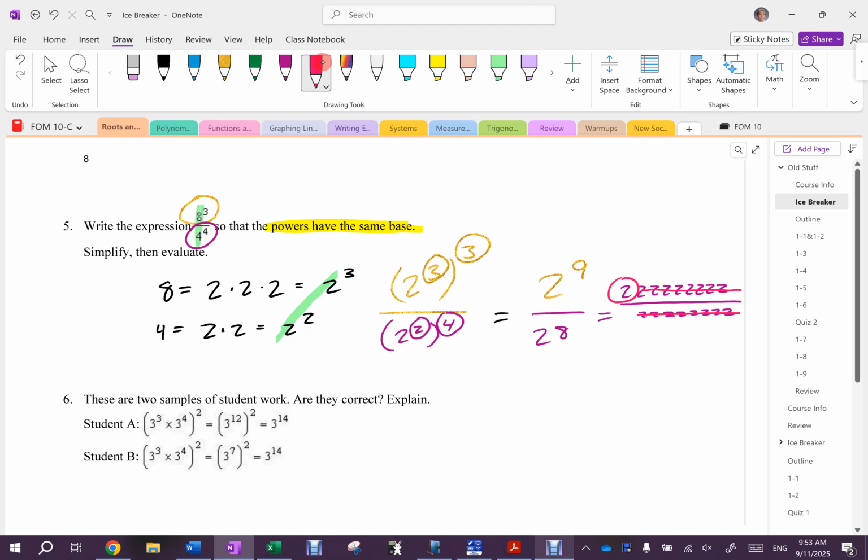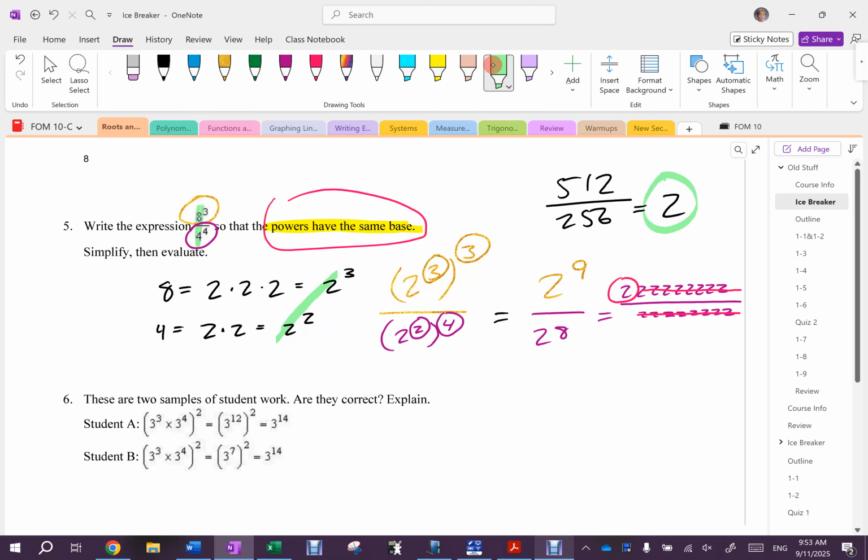Now, some of you didn't follow these instructions and use your calculator to get 512 divided by 256. And then you got 2. Now, let me ask you this. Is that the right answer?